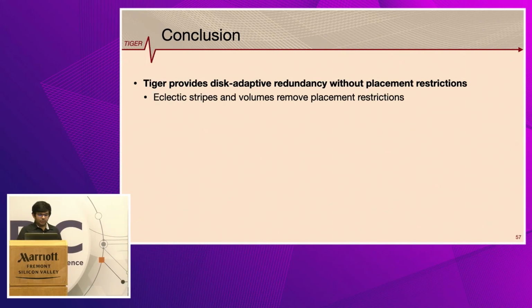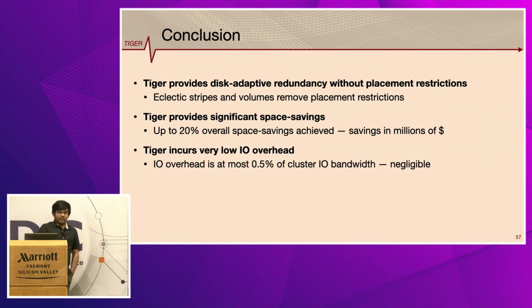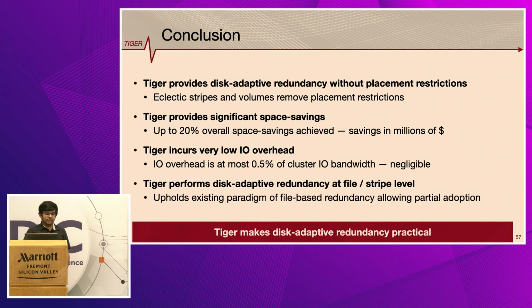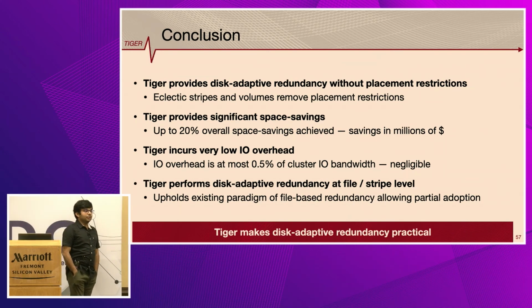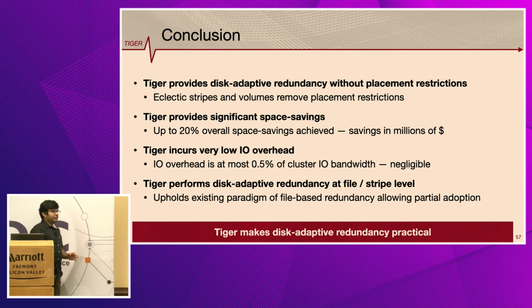Okay, so Tiger's conclusion is that Tiger provides disk adaptive redundancy without placement constraints using eclectic stripes and eclectic volumes. It provides up to 20% overall space savings, which is similar to what Pacemaker provided. It has very low overhead also, only requiring 0.5% of the cluster's I/O bandwidth. And it performs disk adaptive redundancy at the file or stripe level, which means your conventional redundancy mechanisms and Tiger's eclectic stripes can coexist in a cluster, which eases the adoption of disk adaptive redundancy.